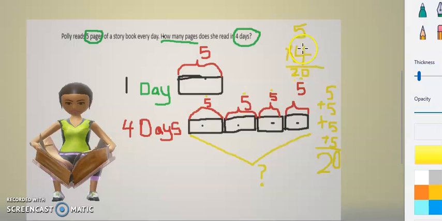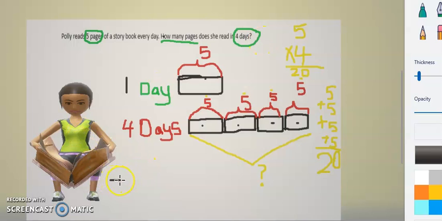Now, if we look at how we can find the answer, this is the longer way. And you're more likely to make a little mistake if you're adding so many numbers together, right? So the easier way is to just multiply it. 4 times 5, 20. So in 4 days, Polly reads 20 pages. Okay, so now I need to answer this question. How many pages does she read in 4 days?